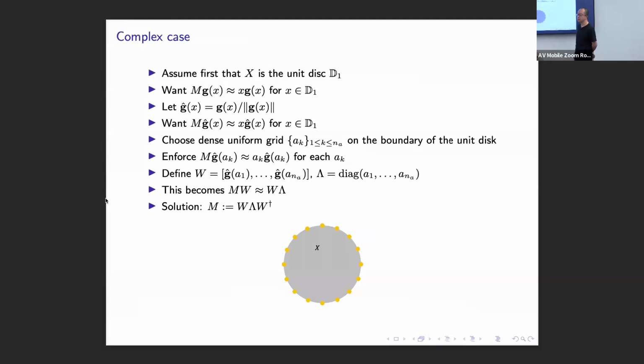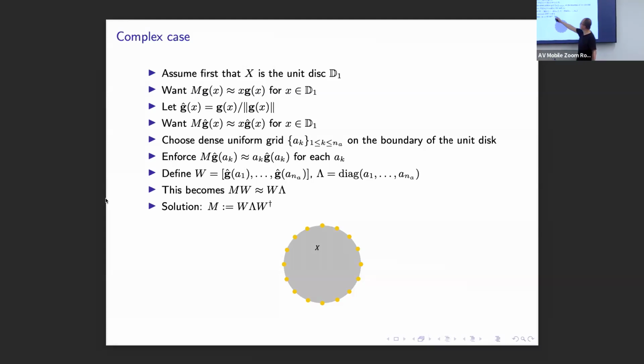So I will talk about two cases of how to do that. One is the complex case. The other is the real case. So let's start with the complex case. This is more elegant. In the complex case, we assume that X is some kind of open set, right? It's a bounded open set. Even unbounded is okay, but it's some open set. For simplicity, let's assume that this is just a unit disk, the interior of the unit disk. Okay, this is a unit disk.